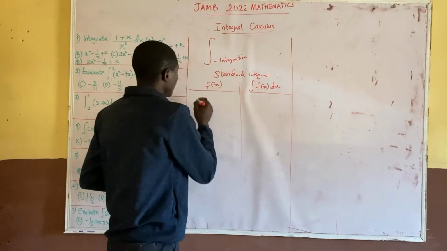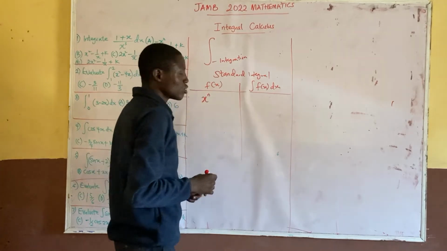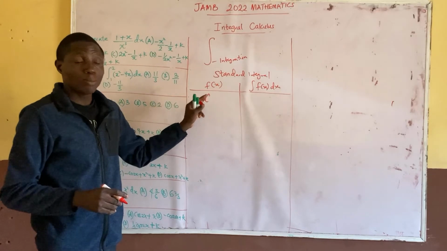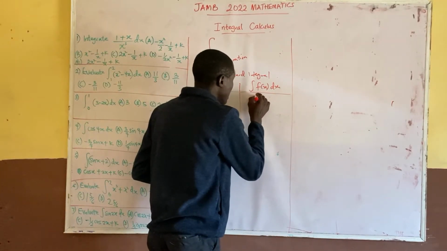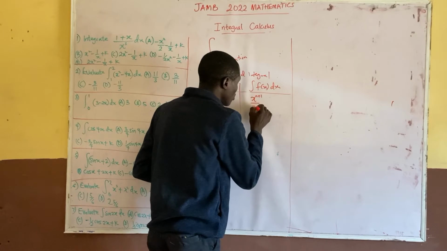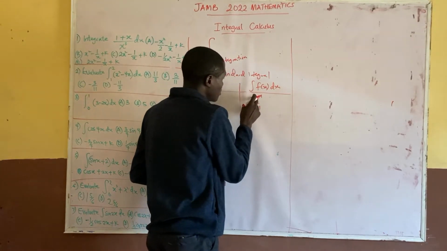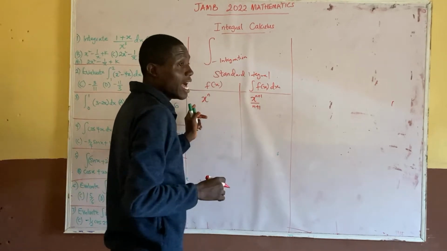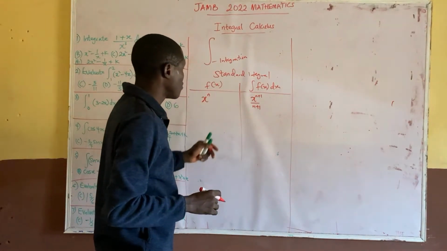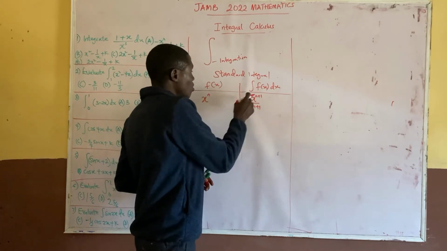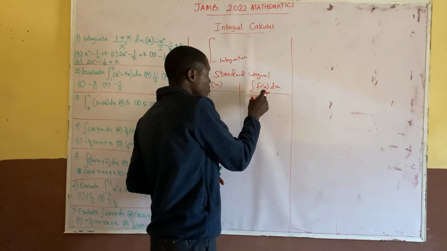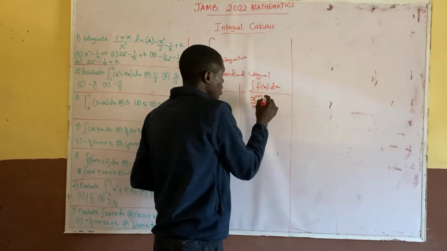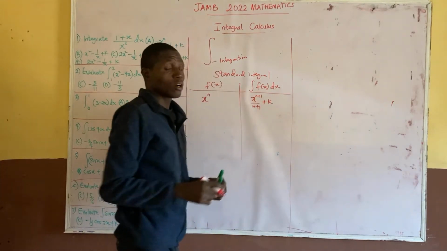For instance, when we have the power function, what will be the integral? It will just be x^(n+1) all over n+1. So it means that you are going to add 1 to the power, all over n+1, all over the addition of the power. So now it means that the integral of x^n is equal to x^(n+1) all over n+1 plus the constant k.